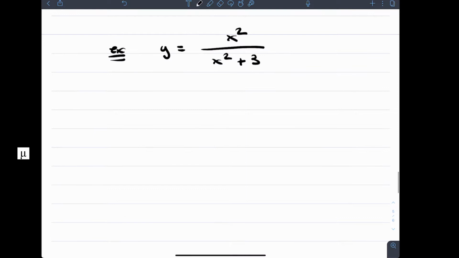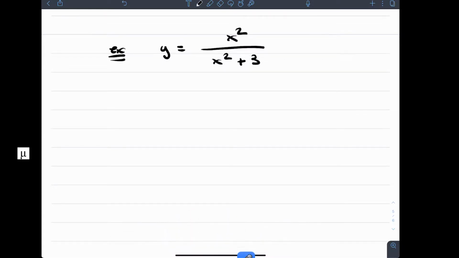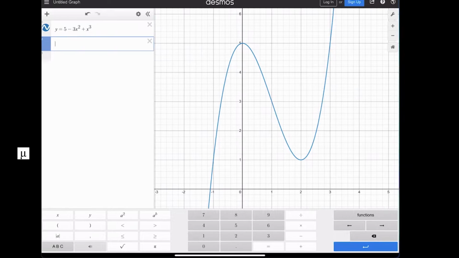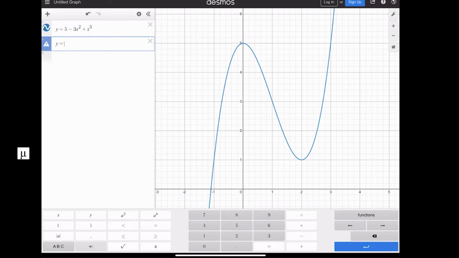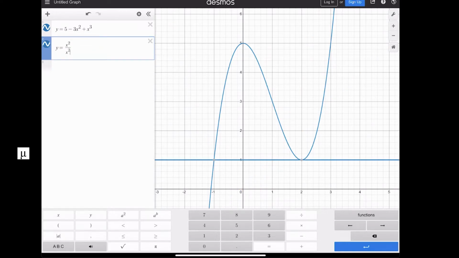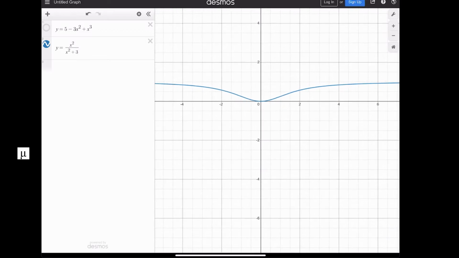So we're going to have to do the same analysis. Okay, so notice this here. I'm going to go to Desmos. It's crazy. Okay, I'm going to change the function. This is the picture.